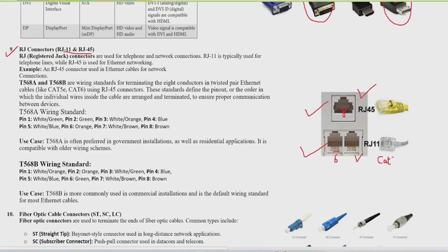That was category 3. We have just discussed before from category 5. There were category 3 also. Category 3 basically were used inside the phone lines. So there were 6 cables and 3 pairs inside.